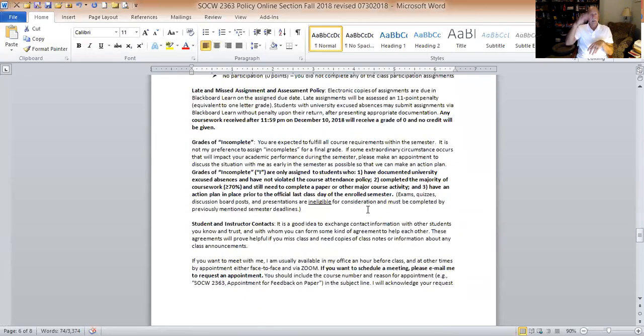Now, late and missed assignments. If an assignment is late, and that goes to the policy brief and the policy analysis video, if you missed the deadline of submission, then there's an 11-point penalty. It doesn't matter if it's late 1 day or 2 weeks or 3 weeks. It's an automatic 11-point penalty. If you have a university excuse, then there'll be no penalty.